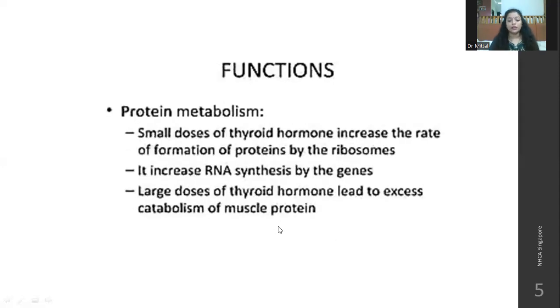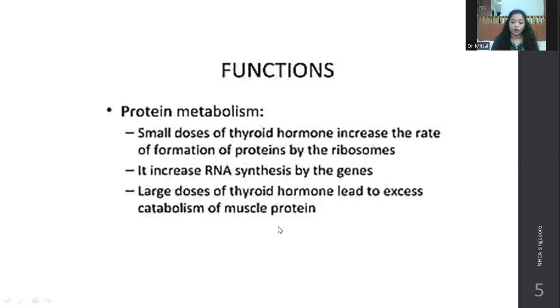Protein metabolism. Small doses of thyroid hormone will increase the rate and formation of protein by ribosomes. Ribosomes are used for your RNA synthesis, ribonucleic acid. The more RNA you have to make in your body, for that protein is required. Protein is required for the formation of ribosomes. It will increase the RNA synthesis by the genes as well, because the ribosome synthesizing proteins are present.